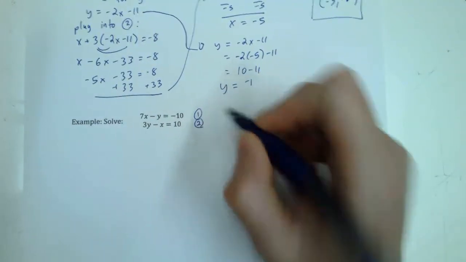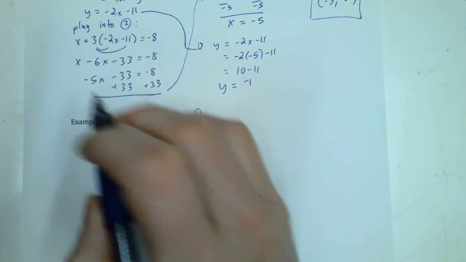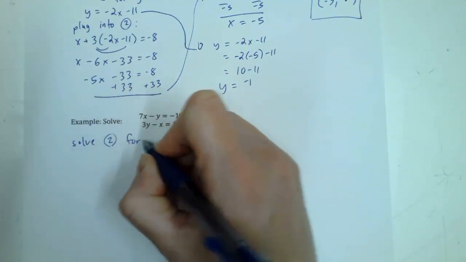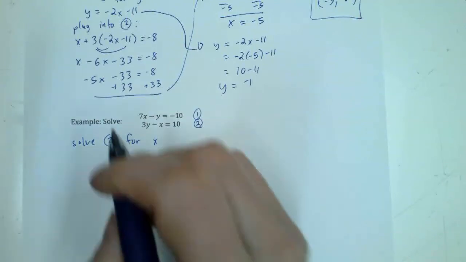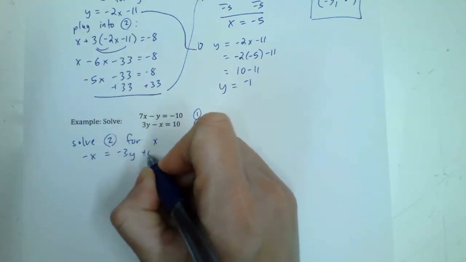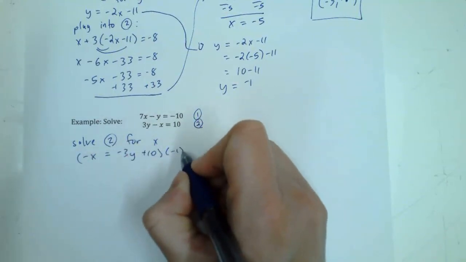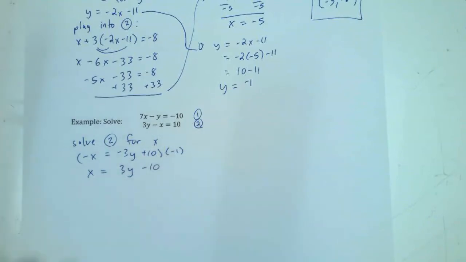Again, I like to number my equations. That's just something I like to do. Now here, it's not going to be quite as easy to solve for one of them. I'm going to go ahead and let's try solving equation 2 for x. We could certainly also do 1 for y. That's just what I'm picking here. So I'll get negative x is negative 3y plus 10, but I do still need to multiply by a negative 1. So I'll get x is 3y minus 10.